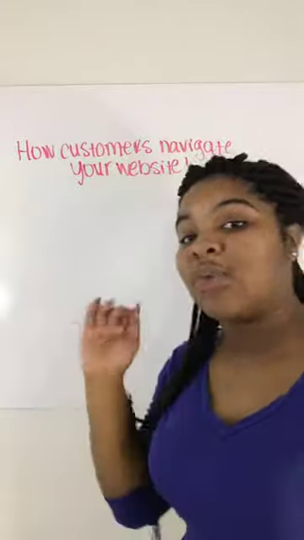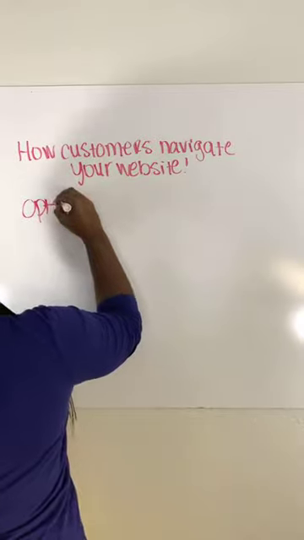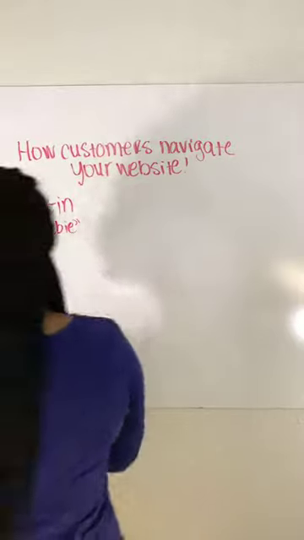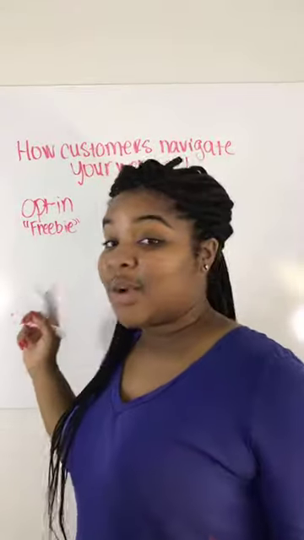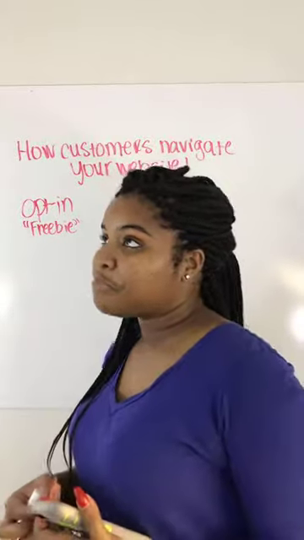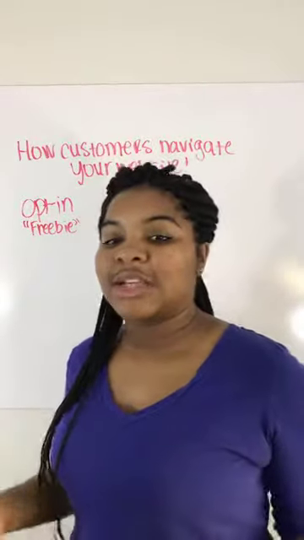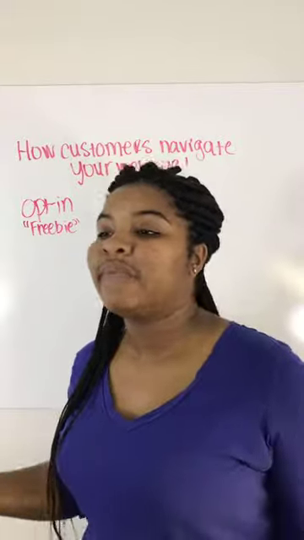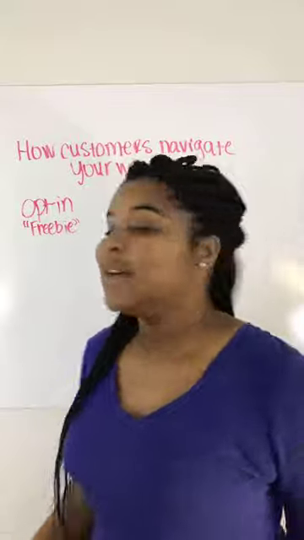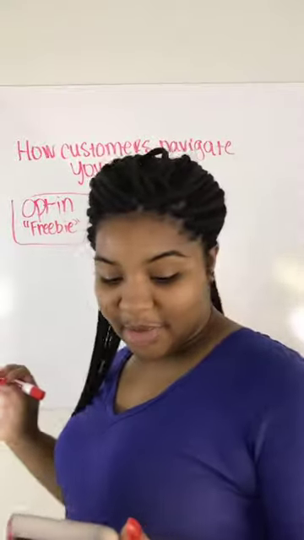So we generally start with an opt-in. This opt-in is going to be some type of a freebie, right? This is going to be some type of a freebie that's going to attract your customers to your website. They may have watched you on social media. They may be following you on Facebook. They may have interacted with you a couple of times, but they're not quite ready to invest yet. But they do want to see if the information you have is of some type of value. So they're going to start right here with this opt-in freebie. That's where they're going to start.